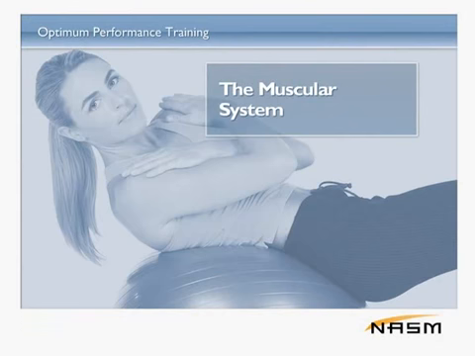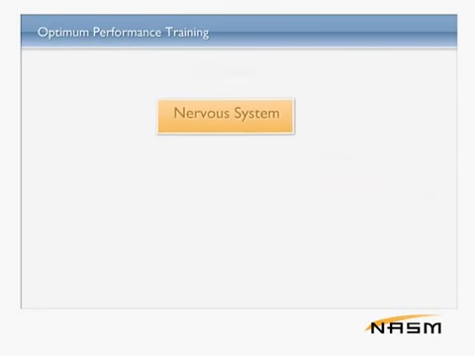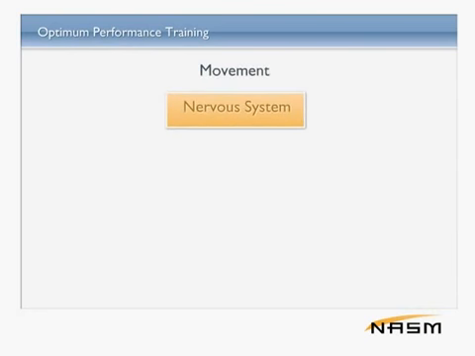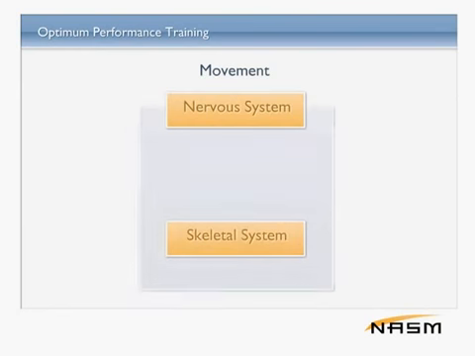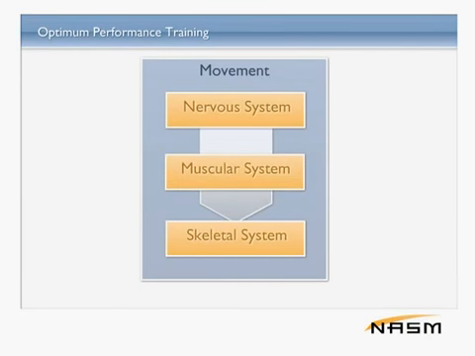The muscular system. The final component of the kinetic chain is the muscular system. The nervous system is the control center for movement production, and the skeletal system provides the structural framework for our bodies. However, in order to complete the cycle of movement production, the body must have a device that the nervous system can command to move the skeletal system. This is the muscular system.